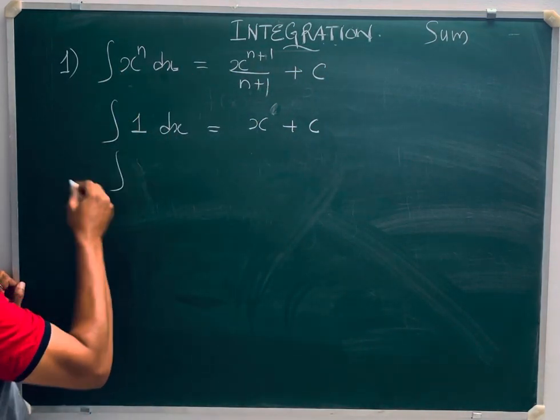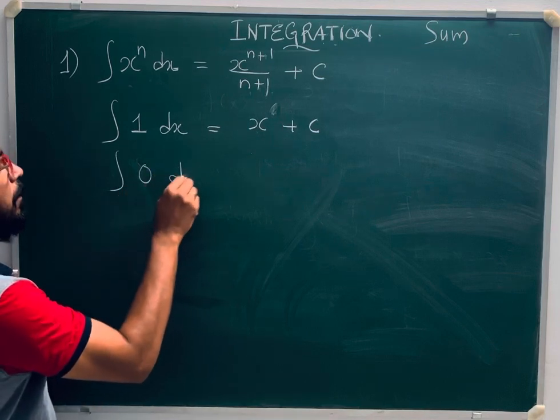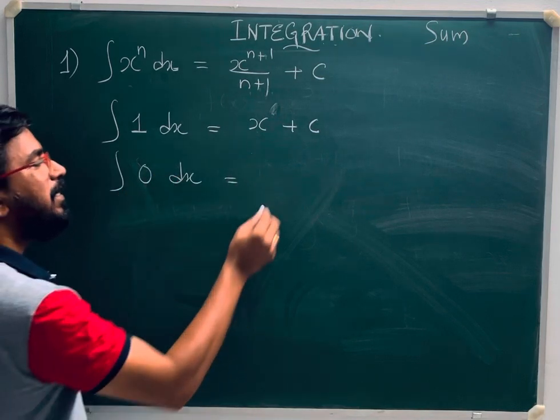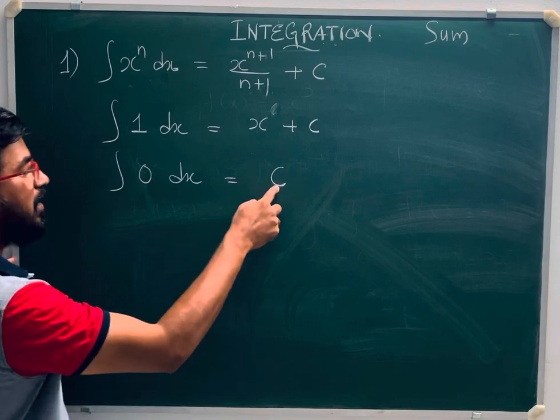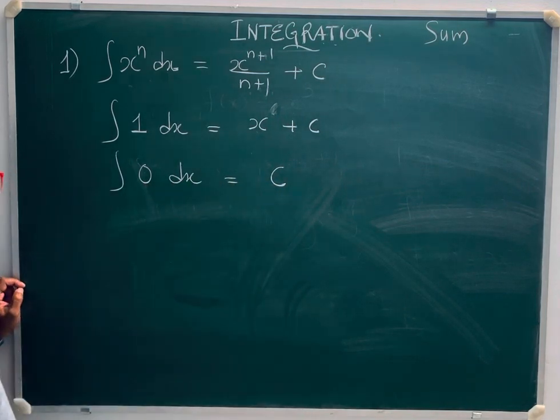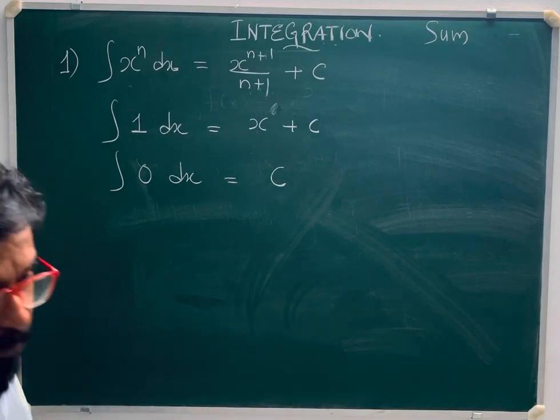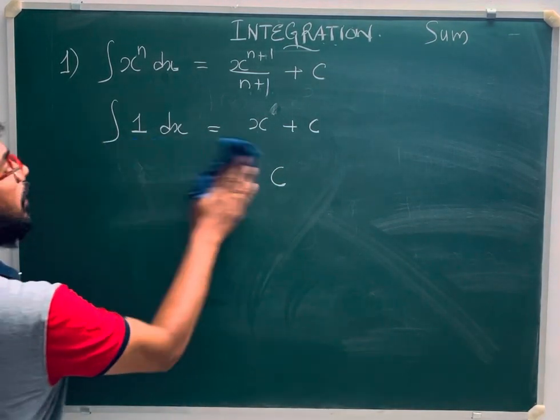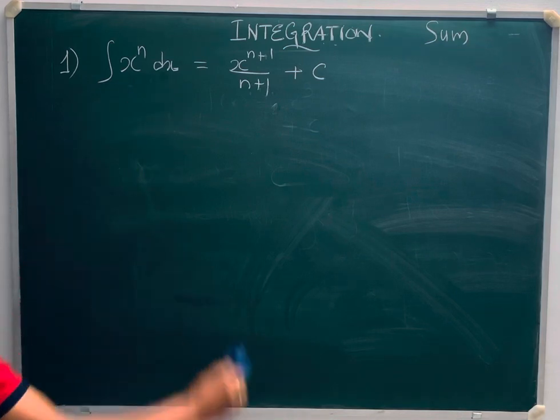Now integral 0 dx, what should be the answer? It is just c, because any constant when you differentiate you get 0. So we can write it as c. These are certain things which you should remember as a corollary for this formula.